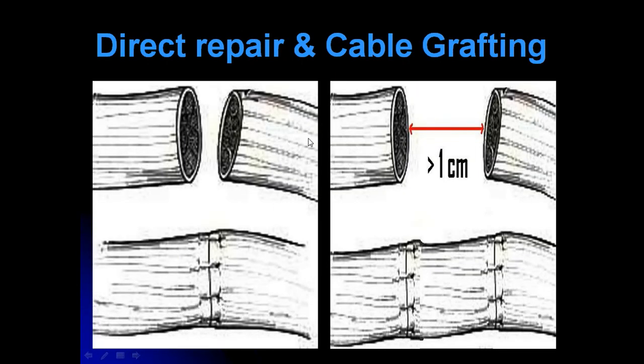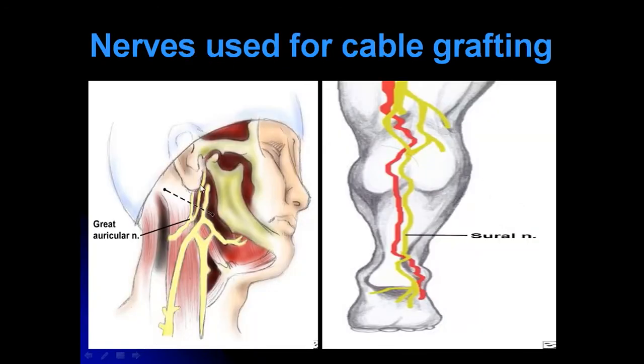So direct repair, as you could see, within 1 centimeter, if it is there, you can put sutures if any injury is there. So nerves used are the greater auricular nerve, which is in the same field. It is very easy. Or the sural nerve can be used, at this place behind the lateral malleolus of the leg. You can go for the sural nerve.